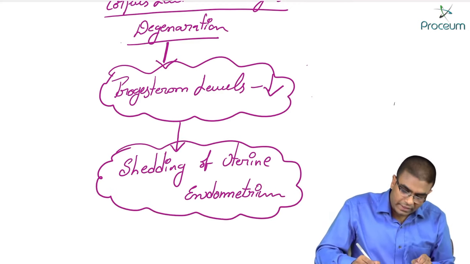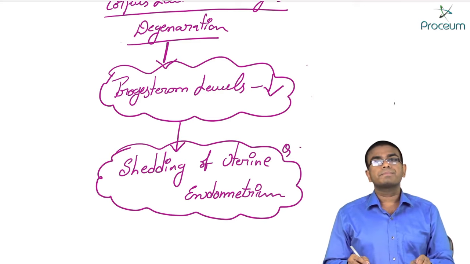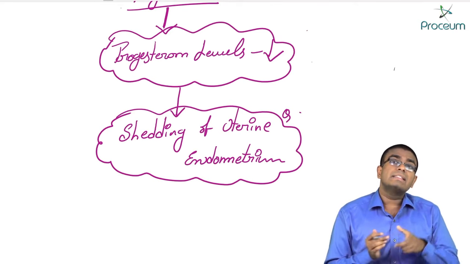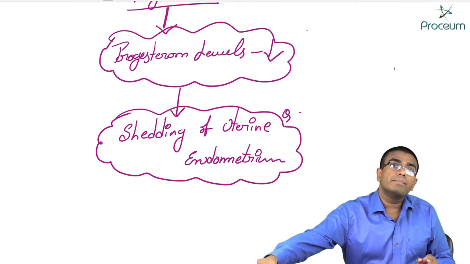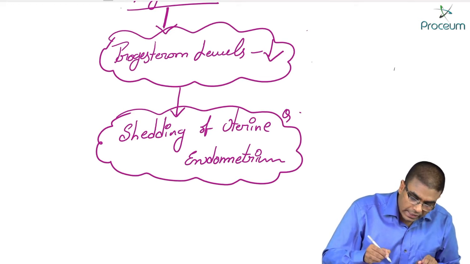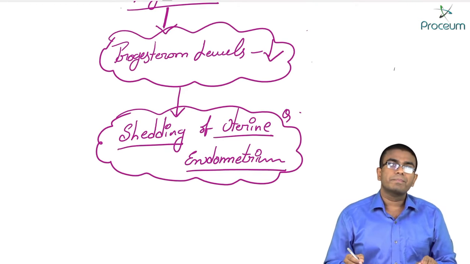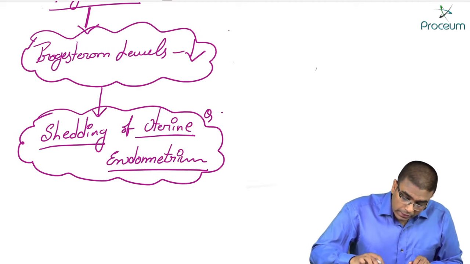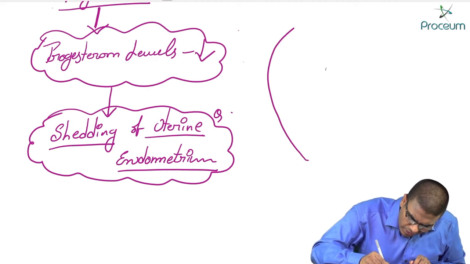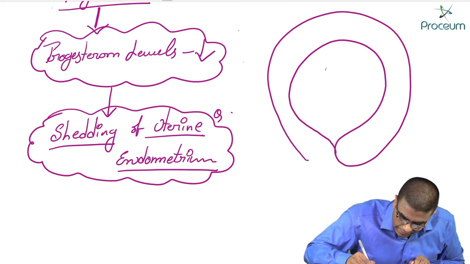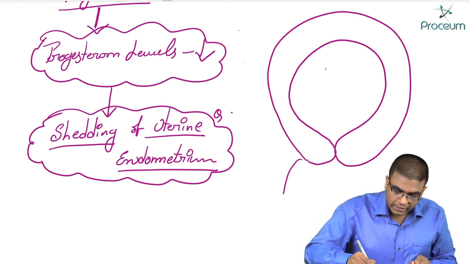A very, very important MCQ. Now can I say it like this? It's the progesterone withdrawal which causes the shedding of the uterine endometrium. Now let me show you a diagram so that you will get a real idea of what exactly we are talking about.